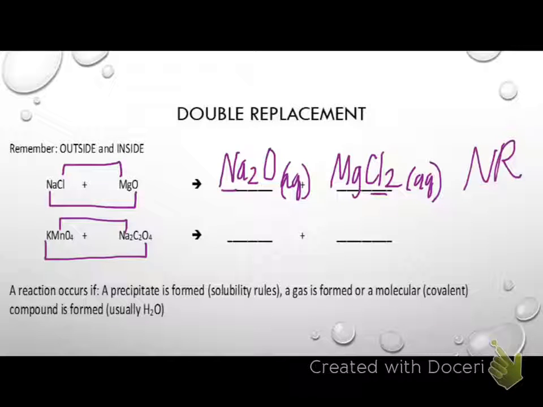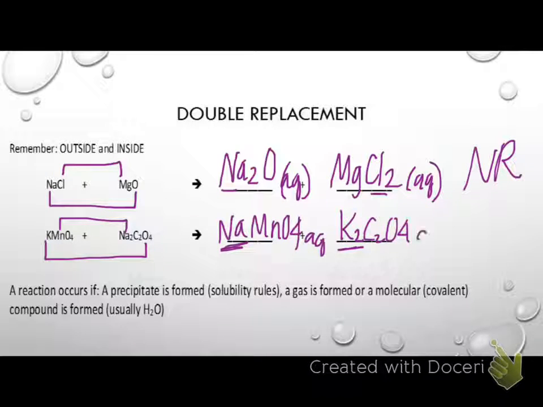So I would say sodium MnO4, okay? Now I'll put my outside things together, and I've got potassium oxalate. Okay? So potassium is a +1, oxalate's a -2, so it would be K2C2O4. And now I go check my solubility rules, and I see I have two group 1 metals, always soluble, so it's going to be aqueous plus aqueous. So this would be another example of a no reaction.